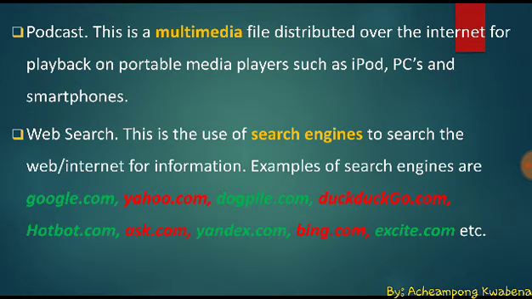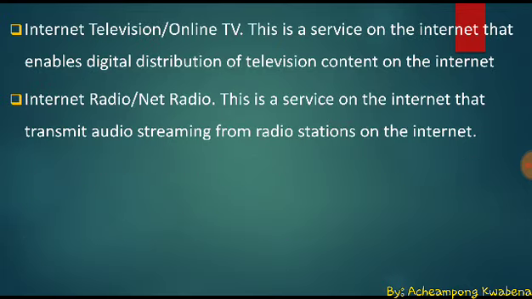An example is google.com, yahoo.com, dogpile.com, duckduckgo.com, hotbot.com, ask.com, yandex.com, bing.com, excite.com, and so on. So all these are examples of search engines. They can be seen on the internet, and their main work is to help a user to search for information from the internet.